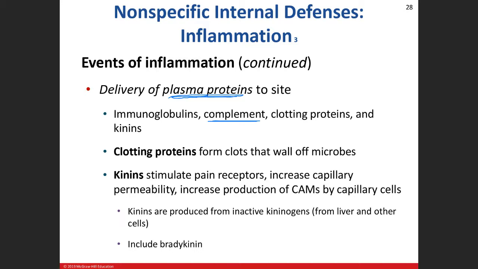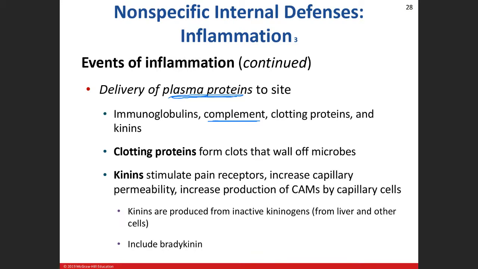More complement. Who doesn't want more complement? I love complements, okay? So complement here is another non-specific way that if there are any infectious agents or pathogens, especially bacteria, we can combat it. So, of course, the clotting proteins, we know what that does.